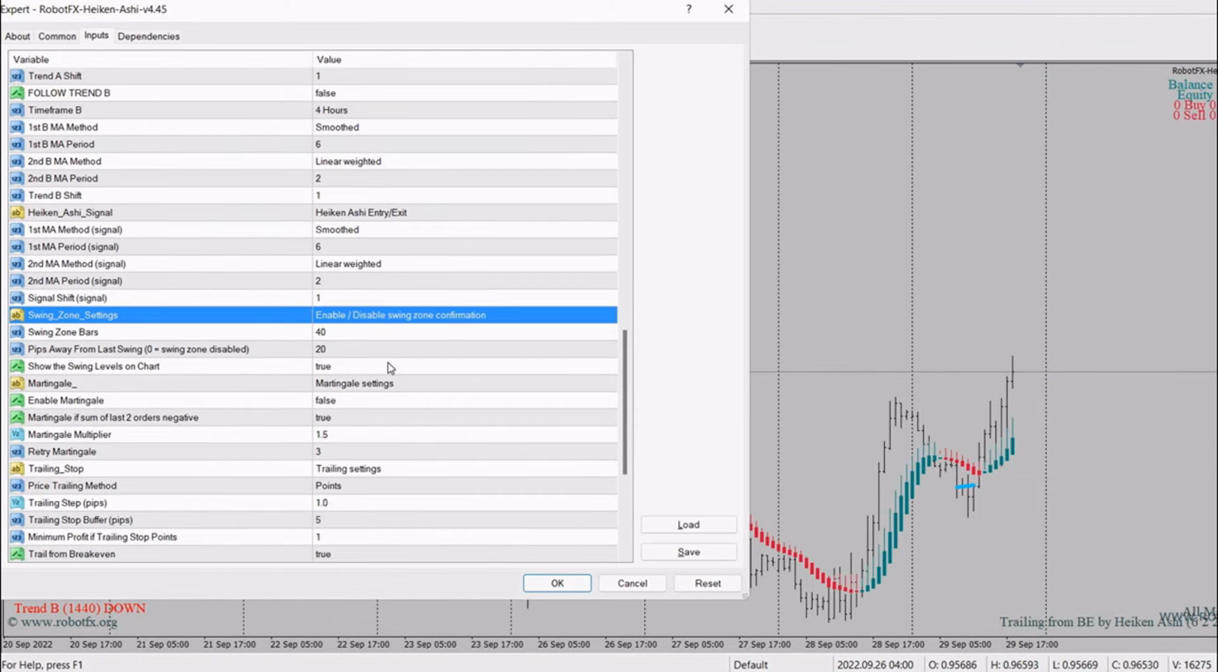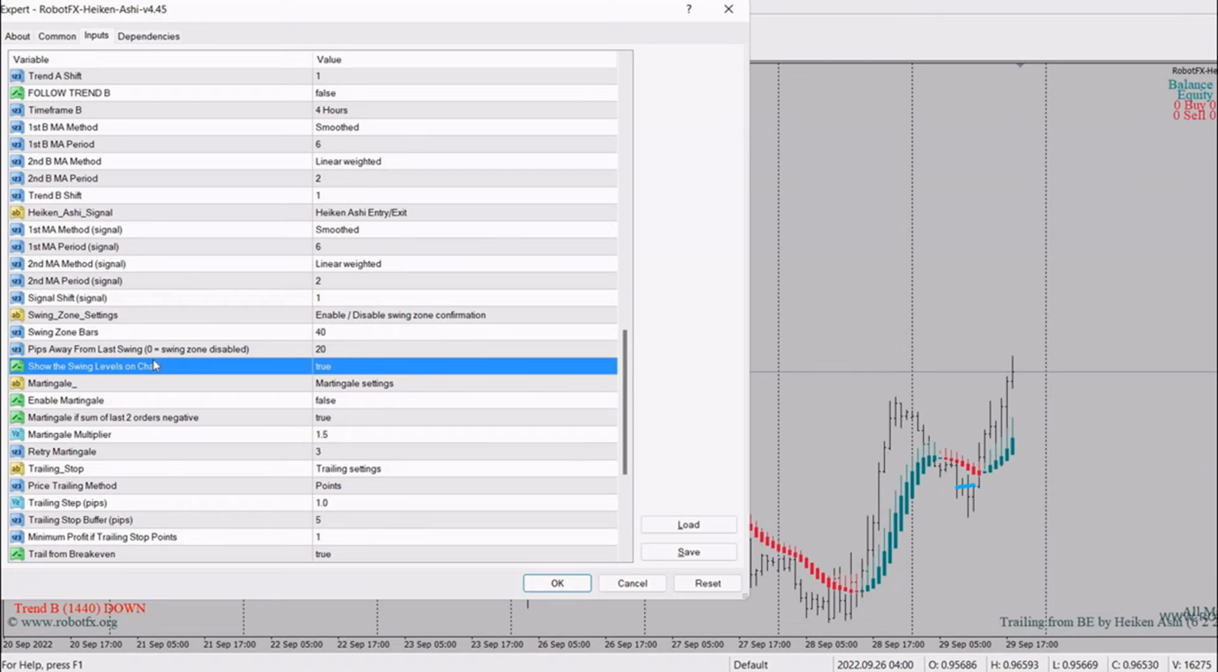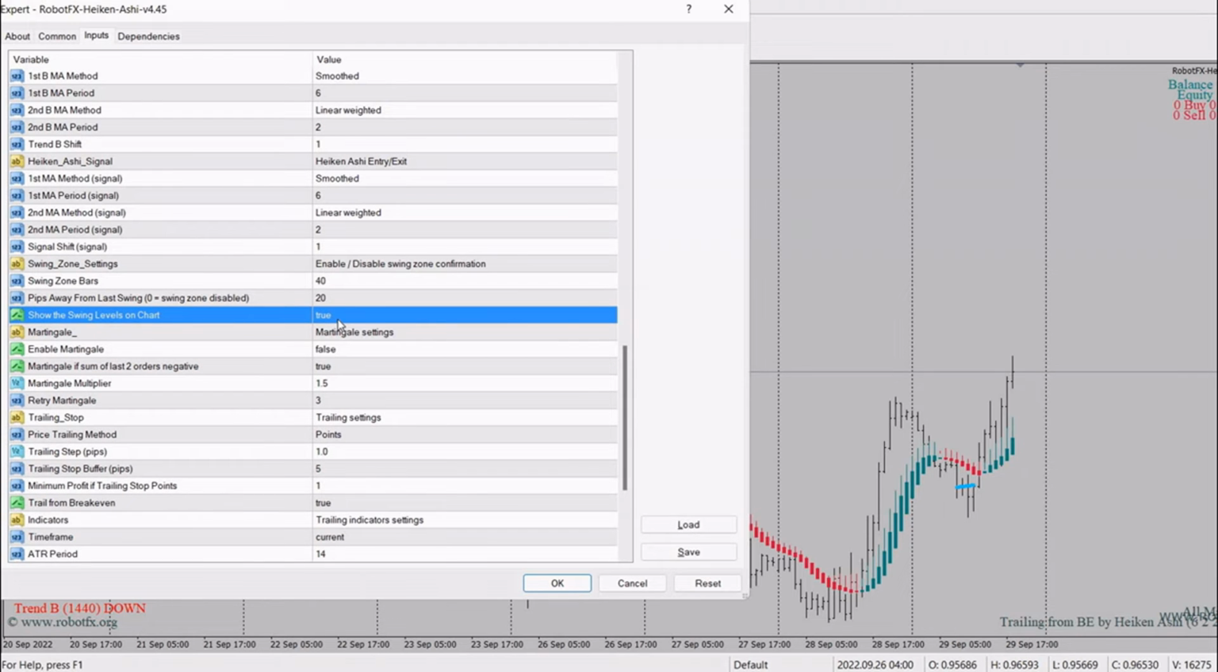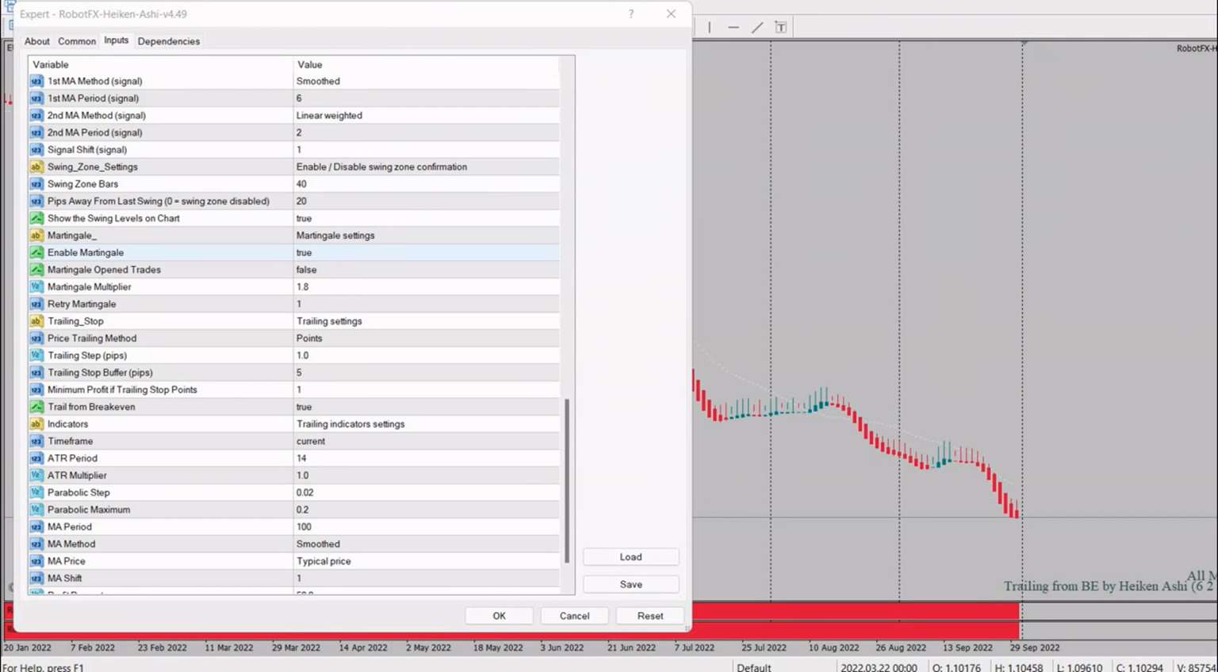Now, after that, there's an option to show or hide the swing levels on the chart, which is by default set to true. Next in the expert advisor settings, it's the possibility to enable or disable martingale. And there are two ways to martingale, basically to try to recover losses if that occurs. And this is the classic way to increase the lot size of a next trade after the previous trade closed, which is exactly done by these settings.